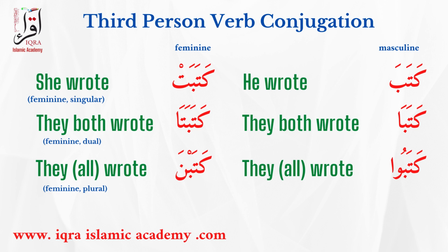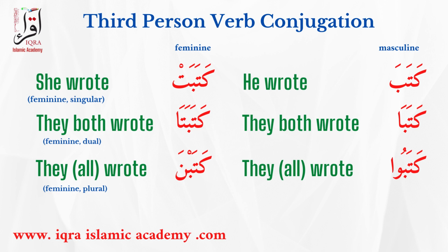Katabat. When we add a ta sakin at the end, it becomes katabat, which changes the gender from masculine to feminine. Katabat, she wrote. If we add an alif after that ta, it becomes katabata. When we add an alif, the sukun is replaced by a fatha. Katabata. They both wrote.